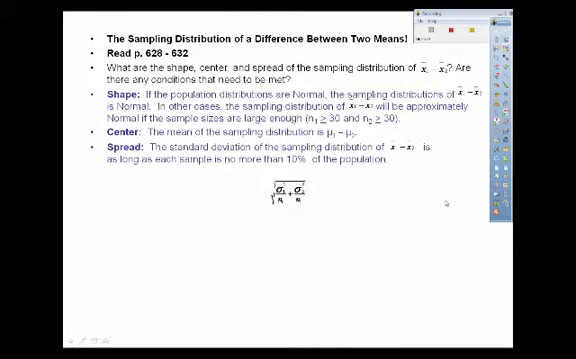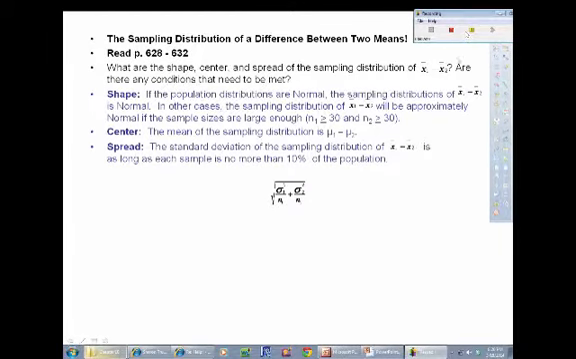And then the spread: the standard deviation of the sampling distribution of x bar 1 minus x bar 2 is this, as long as the sample is less than 10% of the population. Sigma 1 squared, so we're looking at the variance over the sample size, plus variance 2 over the sample size, and then the square root of that, as long as the 10% condition is met.